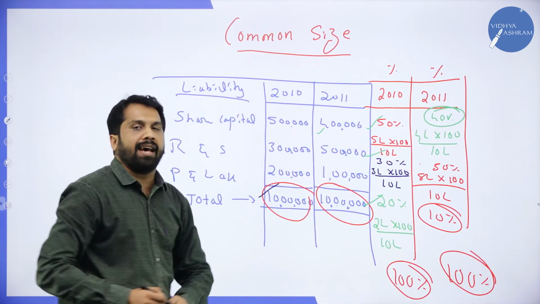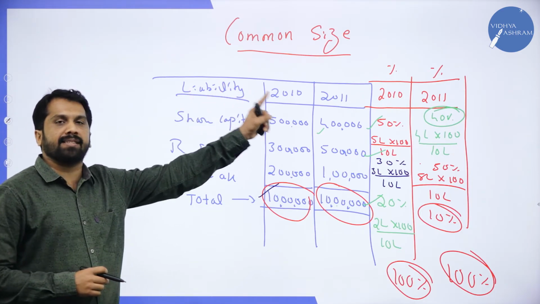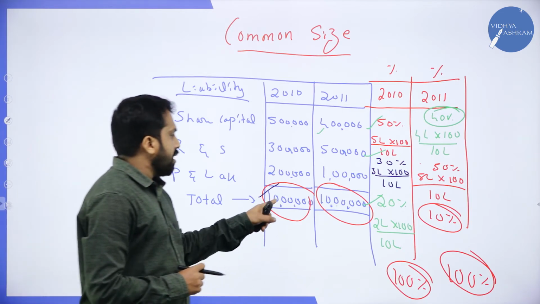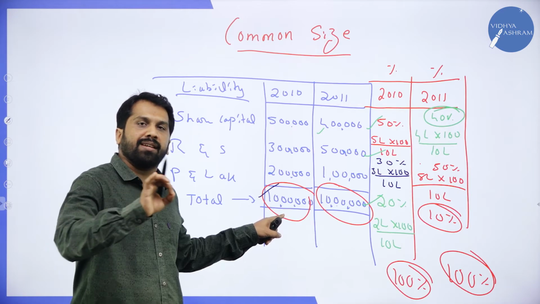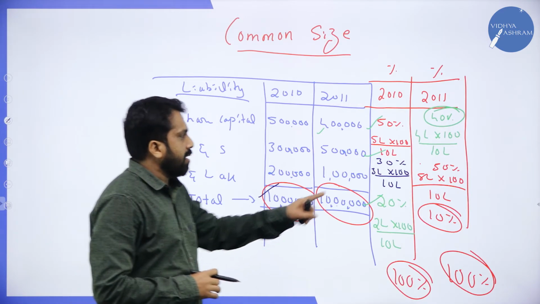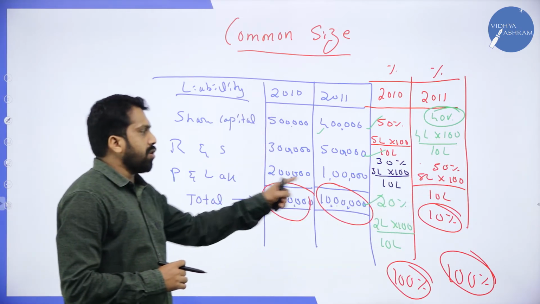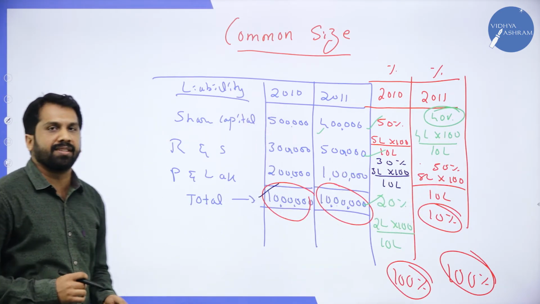This kind of calculation you have to do in common size balance sheet. The logic is very simple. Your total is your denominator. Multiplication always with 100. Clear? We'll go for one problem on common size balance sheet.